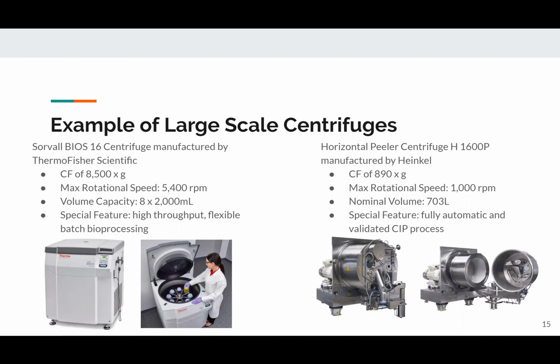These are two large-scale centrifuge examples. One is a vertical top-loaded centrifuge on the left, while the other is a horizontal centrifuge on the right. The Sorvall centrifuge has flexible batch bioprocessing capabilities, while the horizontal peeler centrifuge has a fully automated and validated CIP process for cleaning.